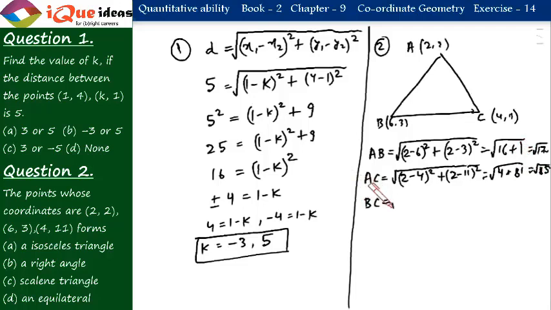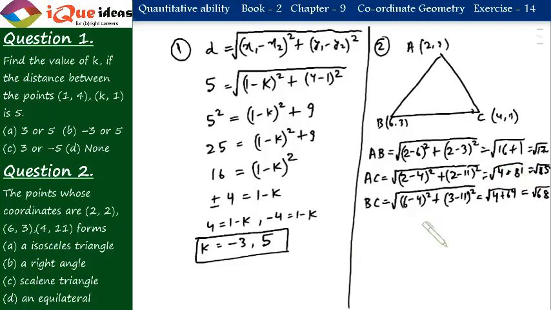Then let's calculate BC. BC is equal to the square root of (x1 minus x2), which will be 6 minus 4. So for B and C, x1 is 6, x2 is 4. So (6 minus 4) whole square plus (3 minus 11), y1 minus y2, whole square. Now 6 minus 4 is 2, 2 square is 4. 3 minus 11 is minus 8, square is 64. So it comes out to be root of 68.